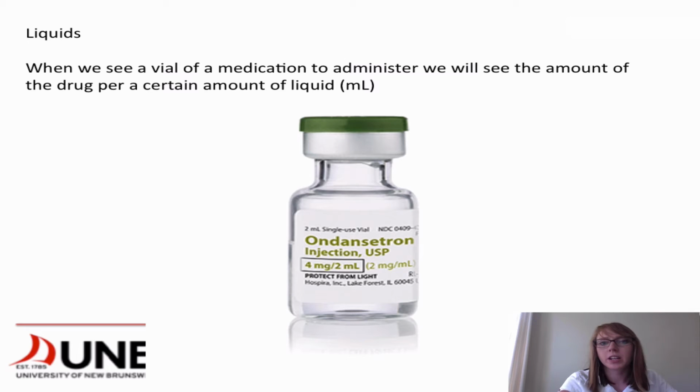So when we see a vial of medication to administer, we're going to see the amount of drug per a certain amount of mL. Sometimes it's per 1 mL, sometimes it's per 2, and in this case, as you can see here, it's 4 milligrams of ondansetron per 2 mL. This also has the conversion for 1 mL, but we're going to pretend that it doesn't, so let's just get rid of that. And we're going to do that math on the next slide.